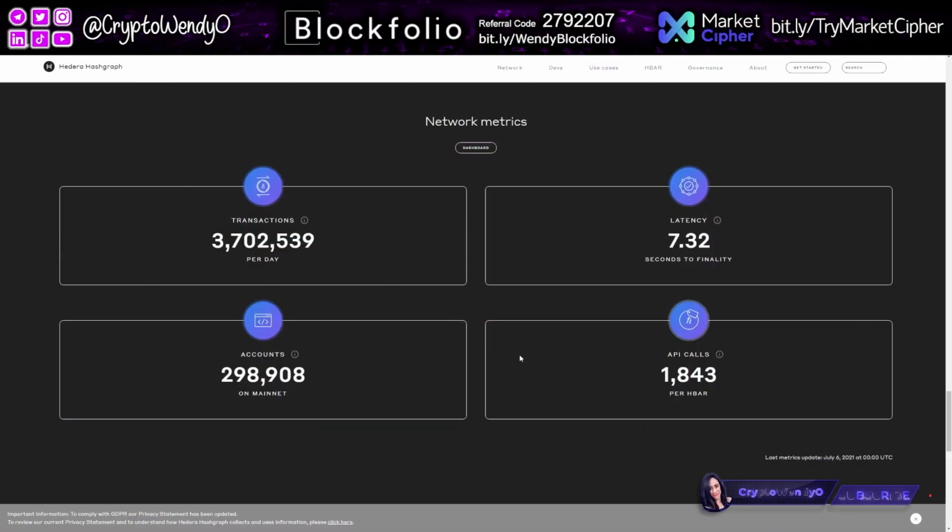Down over here is going to be the network metrics. They've got transactions about 3.7 million per day, latency 7.32 seconds to finality, accounts close to 300,000 on mainnet, and API calls about 1,800 per HBAR. And the metrics are updated daily, it looks like.